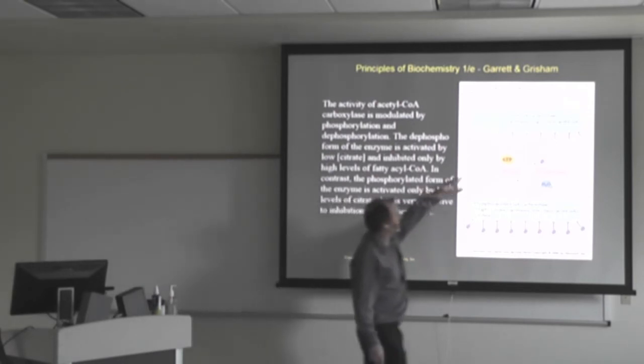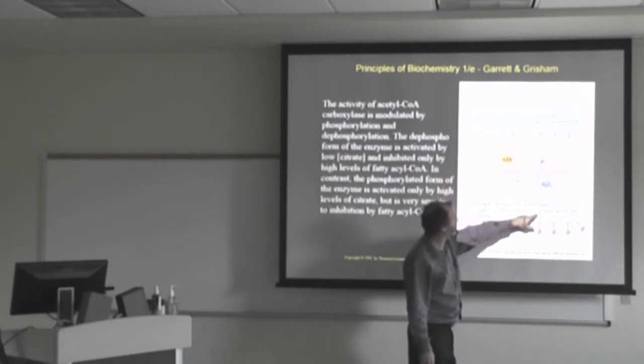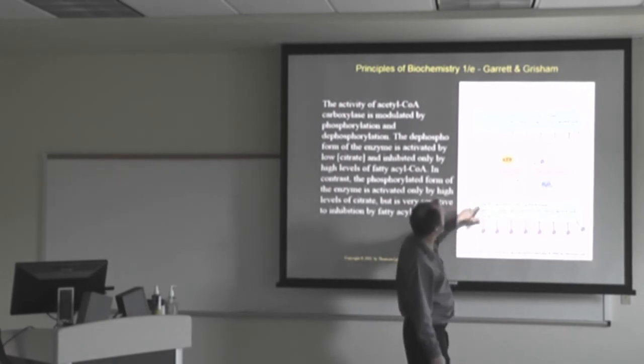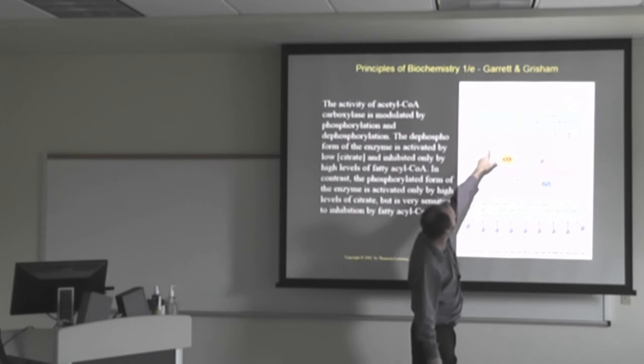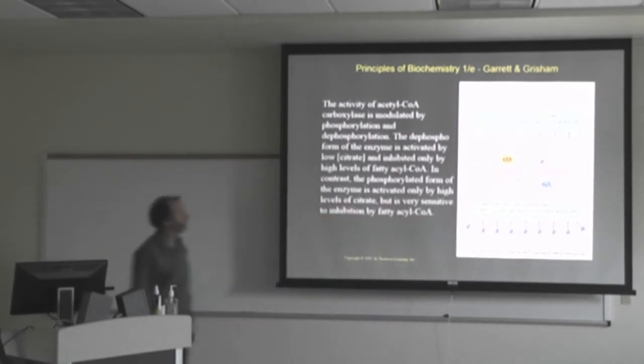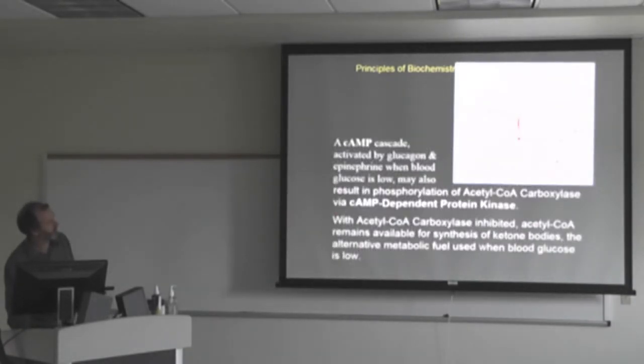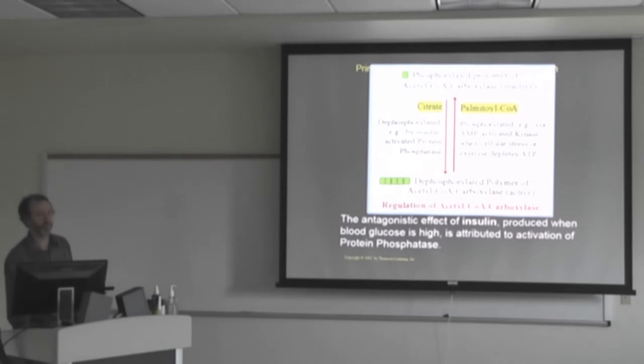So kinases phosphorylate it. High citrate activates, low citrate, low fatty acyl-CoA inhibits. Dephosphorylated form, low citrate will activate, high fatty acyl-CoA inhibits. So I don't like that figure either as much as this little animation, I think it's better.